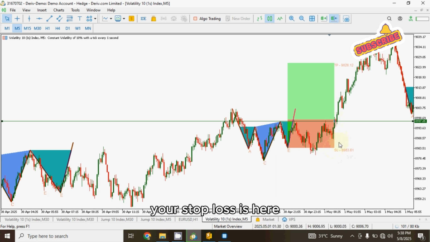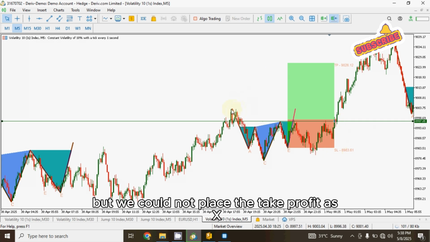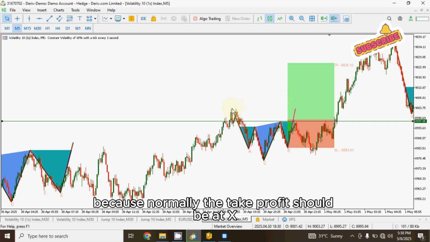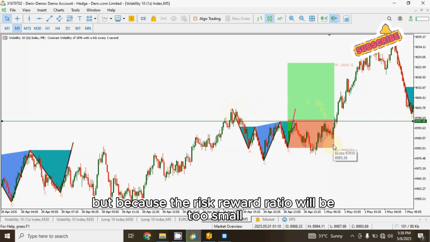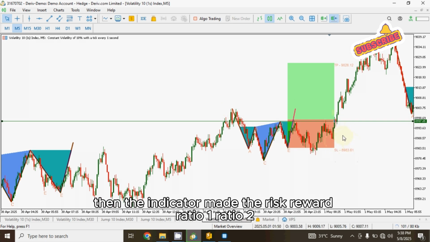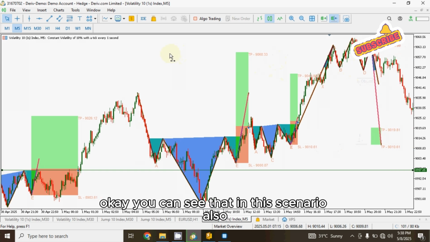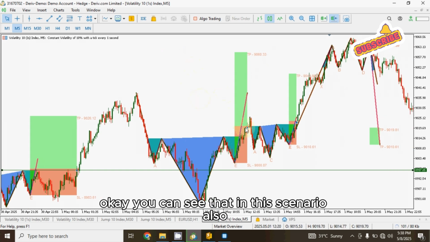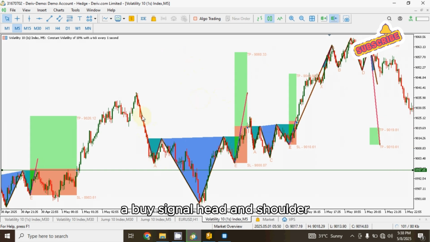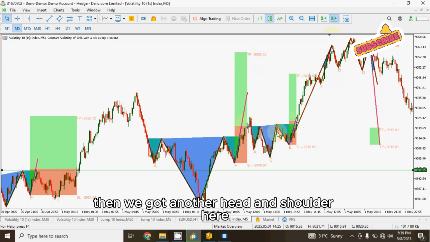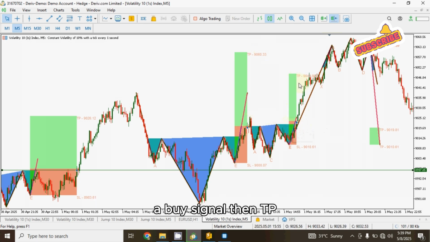Your stop loss is here, but we could not place the take profit at X because normally the take profit should be at X, but because the risk reward ratio will be too small, the indicator made the risk reward ratio 1:2. That's why you can see it there. Let me see if we see another signal. Okay, you can see that in this scenario also we see another signal here, a buy signal head and shoulder, a buy signal, TP. Then we got another head and shoulder here, a buy signal, then TP.